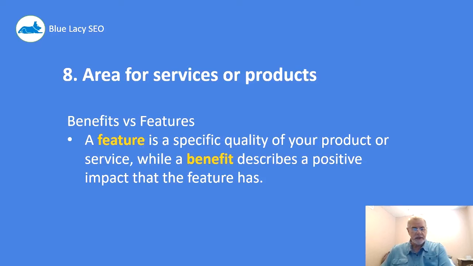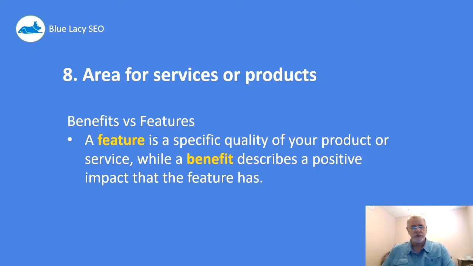All right, so number 8 is an area for services or products. Now, one thing you need to be aware of is that a lot of people, when they are talking about their services or products, they're putting down features of their product and not necessarily benefits, and there's a difference. Actually, you should include both, but you want to emphasize the benefits of your product before you talk about the features.